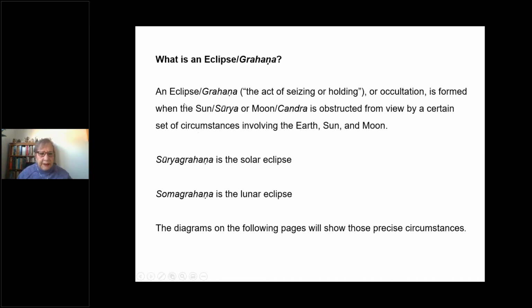So an eclipse, or in Sanskrit, it's called grahana, which is the act of seizing or holding. An eclipse is an occultation. And it's formed when the sun, or Surya, if you're used to Indian Sanskrit, or the moon, or Chandra, is obstructed from view by a certain set of circumstances involving the earth, the sun, and the moon. Surya Grahana is the solar eclipse. Soma Grahana is the lunar eclipse. That's just the Sanskrit word for it.